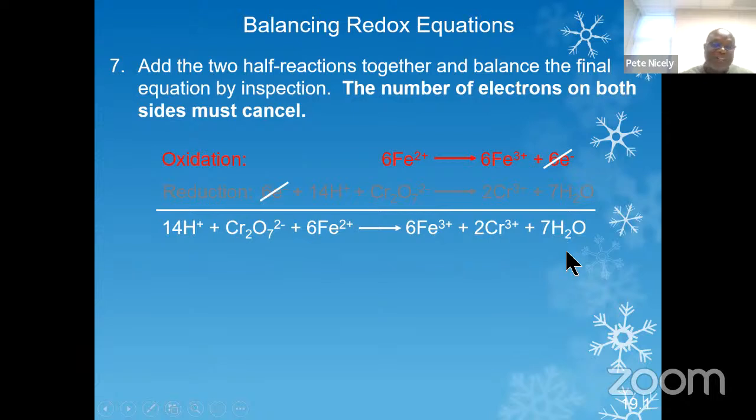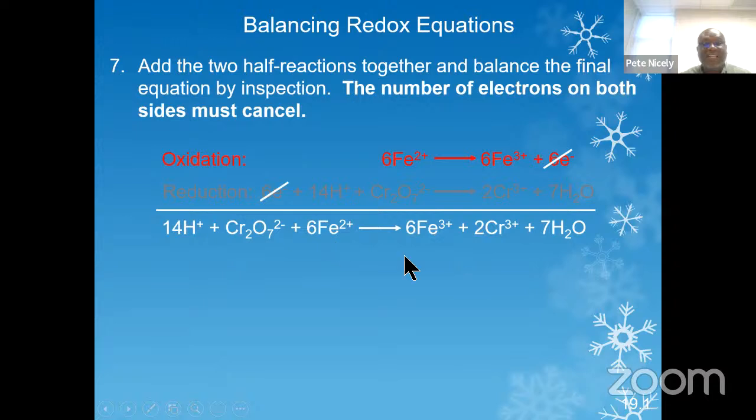So the hydrogens are okay. You have 2 chromium atoms on the left, 2 chromium atoms on the right, so that's okay. You have 7 oxygen atoms on the left, and on the right, the 7 here multiplies that oxygen. So therefore, you're going to have 7 oxygens here. So the oxygens are balanced.